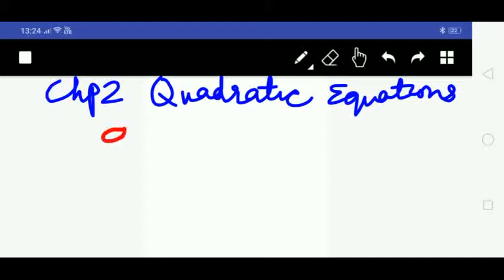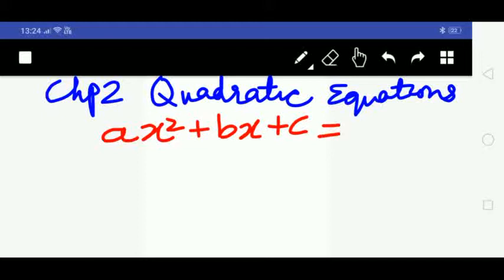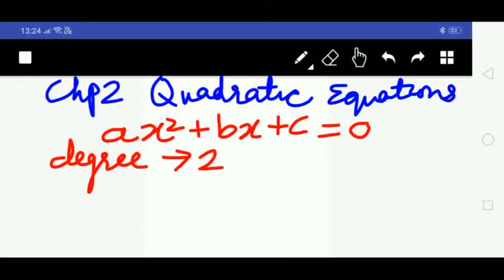Now the general form is ax square plus bx plus c equal to 0. Means something x square plus some x plus c equal to 0. Now you can see that the degree is 2. Degree of this equation is 2 because the highest power is square, that is 2.